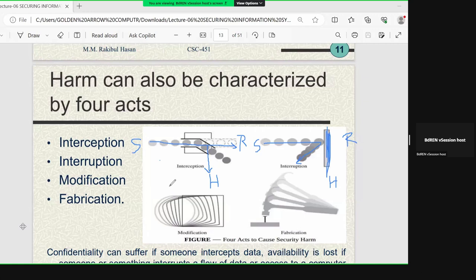Now the modification. What is modification? The sender is going to send this circle to the receiver. In between them, there is a hacker. When the hacker gets the message, a circle going to the receiver, he changes the shape. You can see he changed the information and forwarded it to the receiver. The receiver thinks, okay, the sender sent this rectangle to me, but actually the sender sent a circle. That means whatever information the sender is going to send will be modified by the hacker and then forwarded to the receiver. So this is called modification.